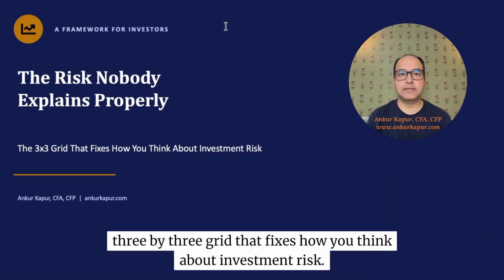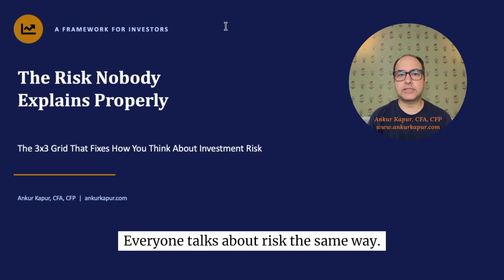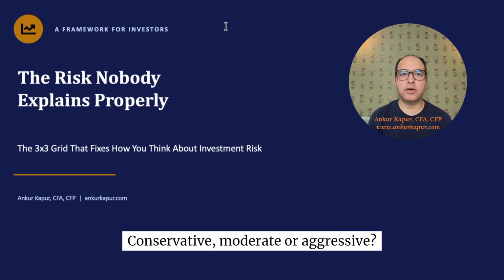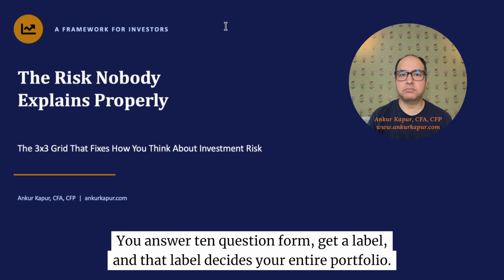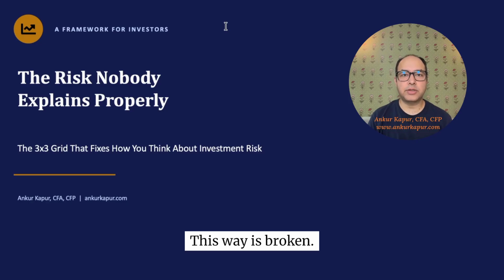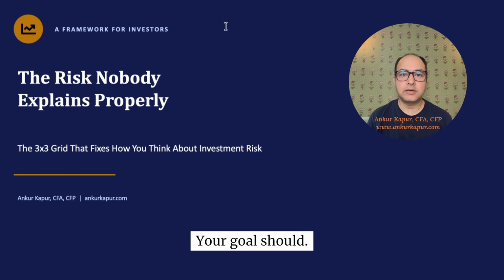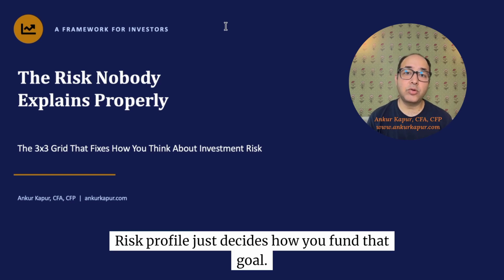A 3x3 grid that fixes how you think about investment risk. Everyone talks about risk the same way. What's your risk profile? Conservative, moderate, or aggressive? You answer a 10 question form, get a label, and that label decides your entire portfolio. This way is broken because the truth is your risk profile shouldn't decide your portfolio. Your goal should. Risk profile just decides how you fund that goal.